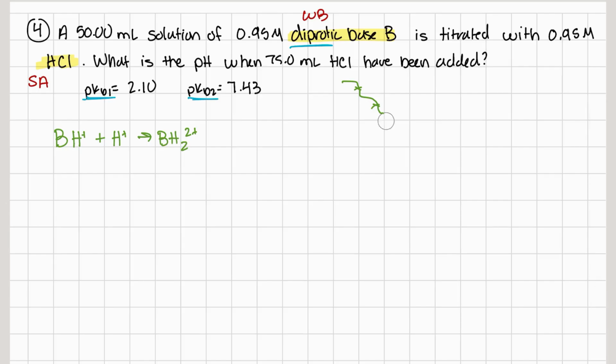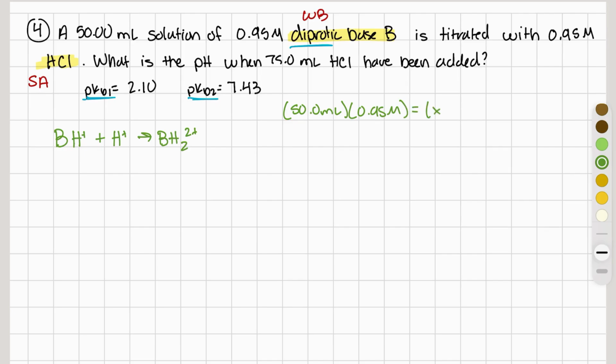Okay. So I'm going to find that using the M1V1. So let's see, we have 50 milliliters times 0.95 molar. And then what is our VE? We have 0.95 molar HCl. And we should get that VE1 equals 50. And VE2 is just double that. So in this case, VE2 is 100 milliliters.